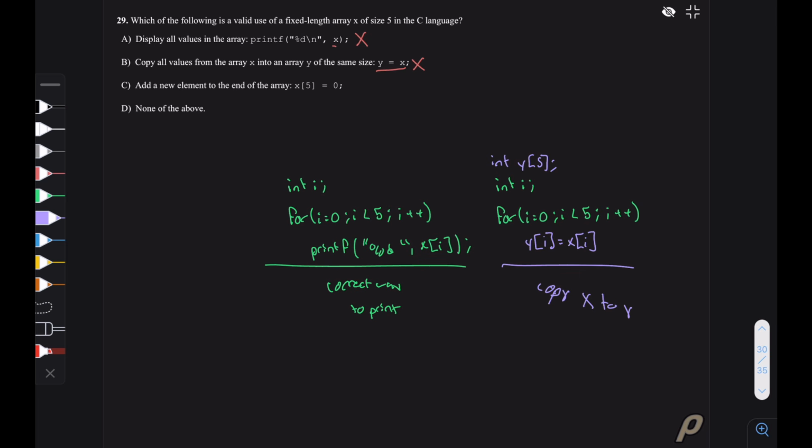All right, C, add a new element to the end of the array, X5 equals 0. This is not quite right, as if you remember, size 5 means we have indexes 0, 1, 2, 3, 4. So if we do X5, 5 is outside the bounds of our array. So this is incorrect. Instead, if you want to add something to the end of the array, do X4 equals 0. If you're trying to add an entirely new element to the array, you can't do that with a fixed length array. That is a much more complicated topic, which will be discussed later. So that means D, none of the above, is everyone's favorite answer, and it is the answer for this question.